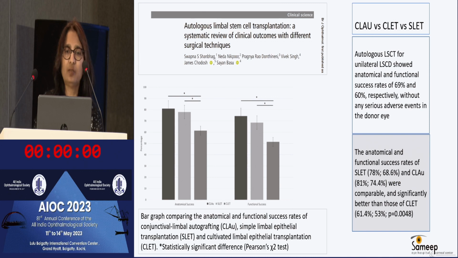And they realized that autologous limbal stem cell transplant for unilateral limbal stem cell deficiency showed anatomical and functional success rates of 69% and 60% respectively, without any serious adverse events in the donor eye. The anatomical and functional success rates of SLET were 78% and 68.6%, and CLAU was 81% and 74.4%, and they were comparable and significantly better than those of CLET. So obviously these two techniques are much more popular in clinical scenarios.